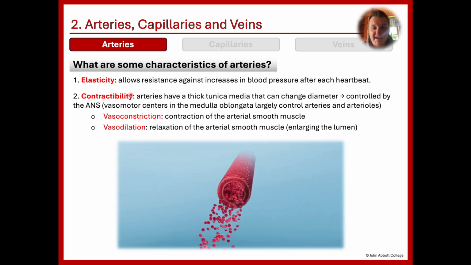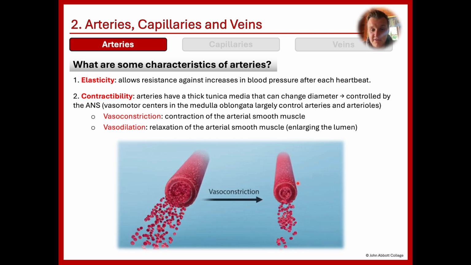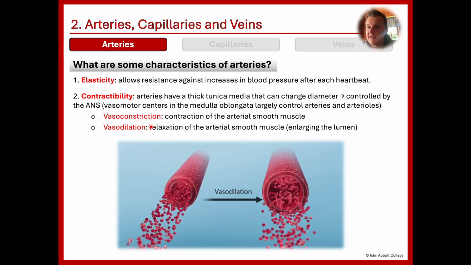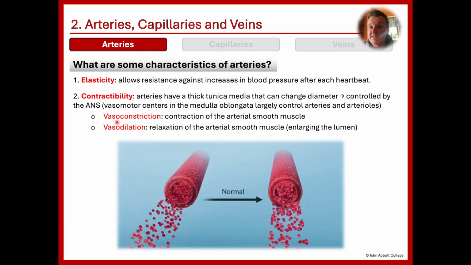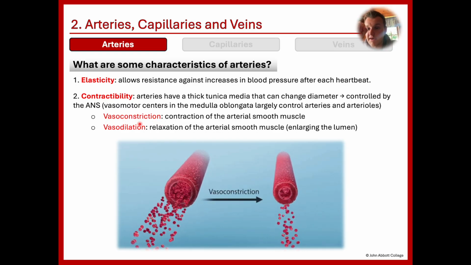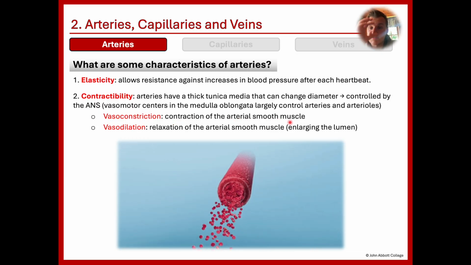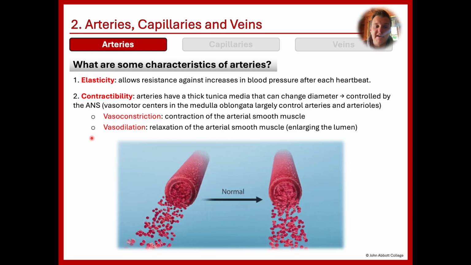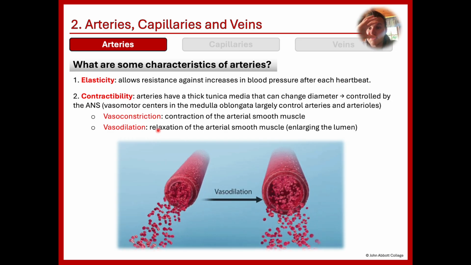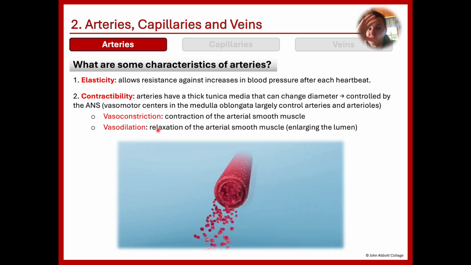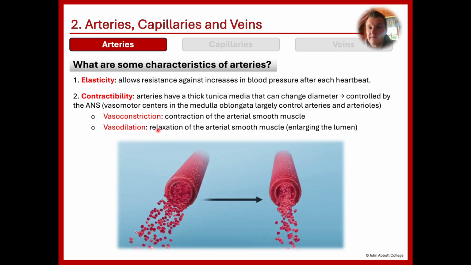So this contractibility, this ability to change, you see over here a normal blood vessel and now it dilates or constricts, right? I want us to be comfortable with two words. Vasoconstriction: vaso means vessel, constriction means to make it smaller. This is contraction of the arterial smooth muscle to make the vessel smaller. Vasodilation, dilating the blood vessel, is the relaxation of the arterial smooth muscle in the tunica media, and it enlarges the vessel. It makes it bigger, okay?